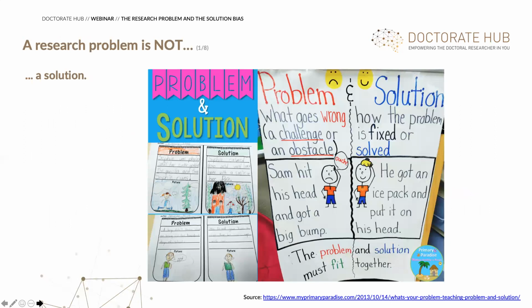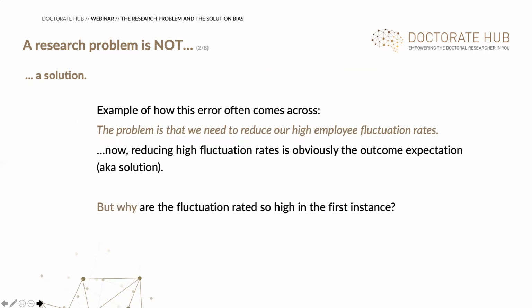A research problem is not a solution. That's quite obvious, but unfortunately, a lot of times we are driven by our outcome expectations and therefore rather consider the solution and not the problem dimension of the problem. An example of how that often comes across: the problem is that we need to reduce our high employee fluctuation rates. So we start by saying the problem is, but then we immediately move over to what we need to reduce, high employee fluctuation rate. But why are they high in the first instance? That remains unknown if we change the focus immediately.